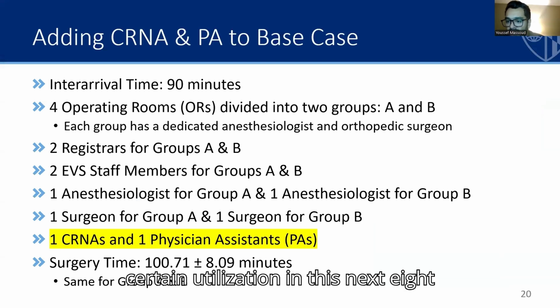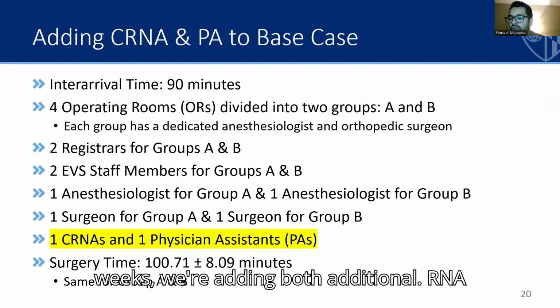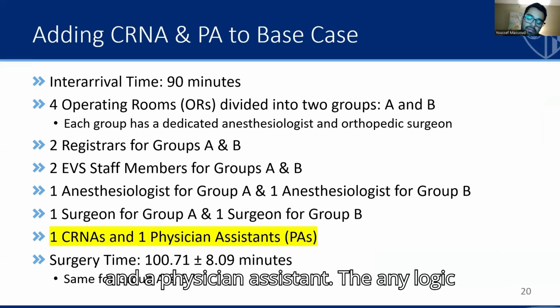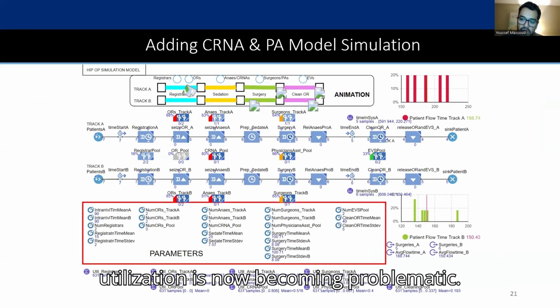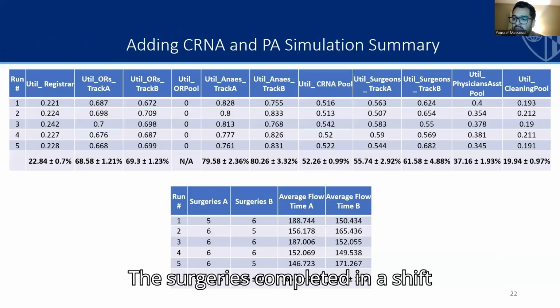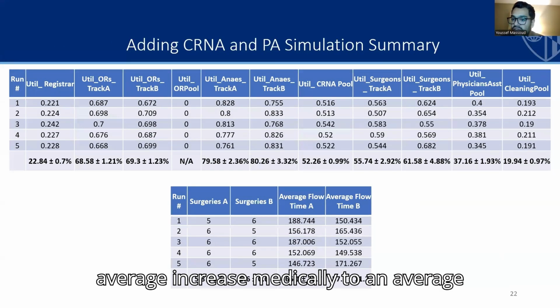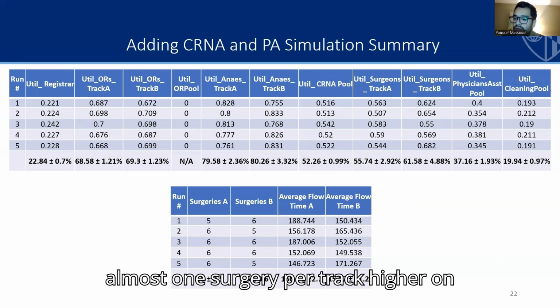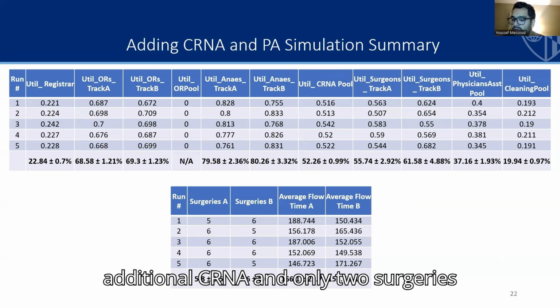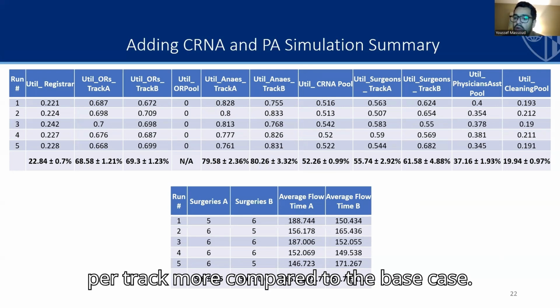To combat this issue of surgeon utilization, in this next case, we explored adding both an additional CRNA and a physician assistant. The AnyLogic model shown above has shown the OR utilization is now becoming problematic. The surgeries completed in a shift average increased dramatically to an average of 5.7 surgeries per day per track with a standard deviation of 0.42, which is almost one surgery per track higher on average than the last case, with only one additional CRNA, and almost two surgeries per track more compared to the base case.